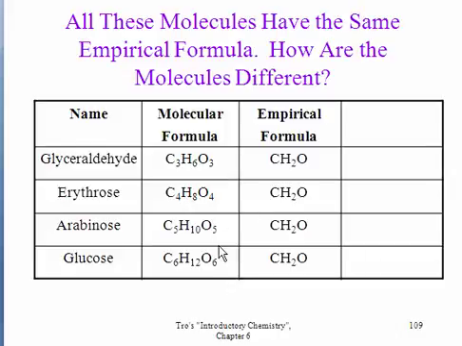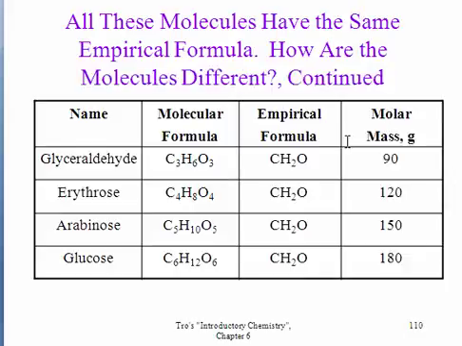Well, the molecular formula, of course, is different, and so therefore their molar mass is going to be different. This molecule down here has twice the numbers of carbon, hydrogen, and oxygen than this molecule of glyceraldehyde, so its molar mass is going to be twice. We're going to use this relationship between molar mass to help us figure out the relationship between empirical and molecular formula.